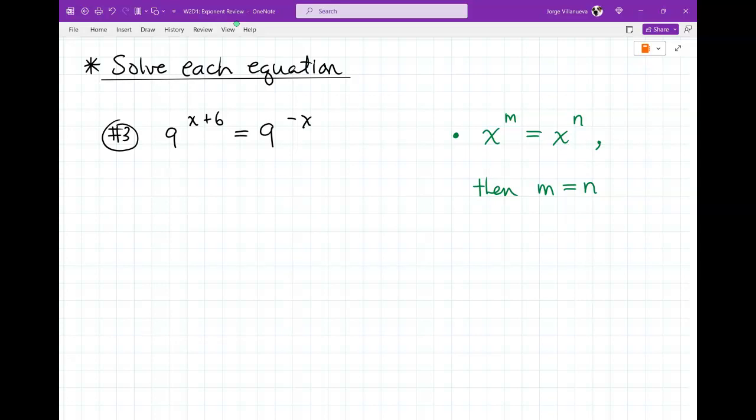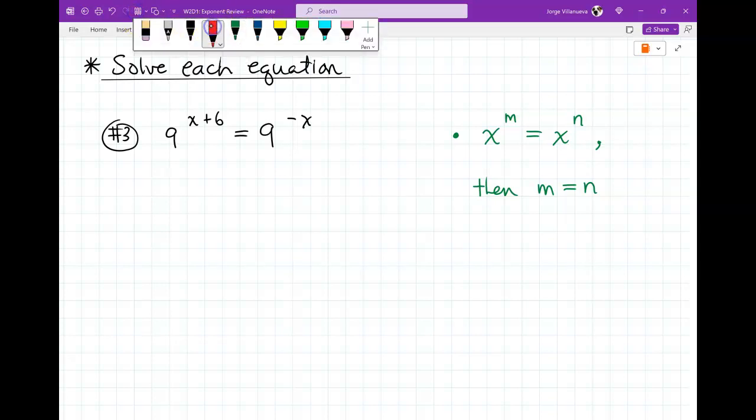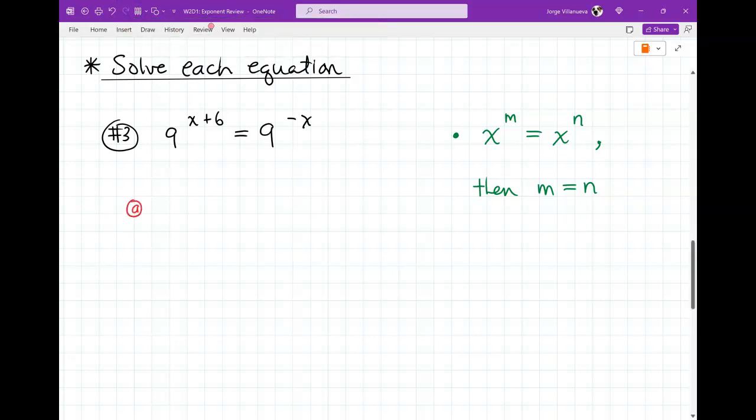Now I'm going to do this 2 different ways, okay? I want to show you guys 2 ways to approach this. So I'm going to put it right here. I guess I can put part A. So 9 to the x plus 6 equals 9 to the negative x. Because sometimes we need to kind of change some stuff.